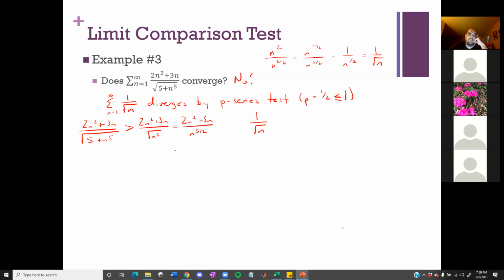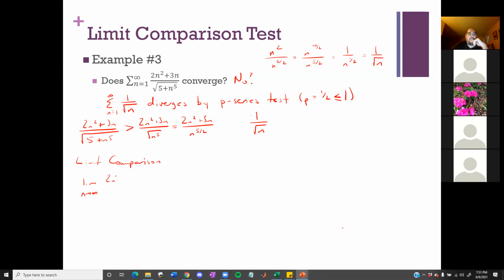So direct comparison might work. It's getting a little bit difficult, so I'm going to try limit comparison instead. Very rarely is there only one way that these can be shown. I just think limit comparison, based on what we're given, might be a little more straightforward. If you disagree and can find it some other way, that's awesome. I'm going to go limit comparison this time.